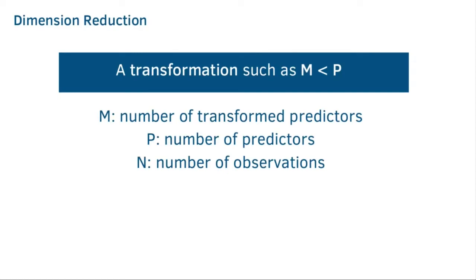So we can define dimension reduction as a transformation. And this transformation is one that takes M and makes it smaller than P, where M is the number of the transformed new predictors, and P is your original predictors. So if you had original data, you just have N, which is the rows, your number of observations, and P, which is the number of your columns, so your predictors. So we're interested in reducing them. And please notice that in this framework, we do discuss that M is smaller than P, but we don't really have a number.